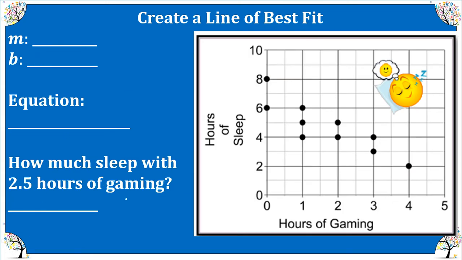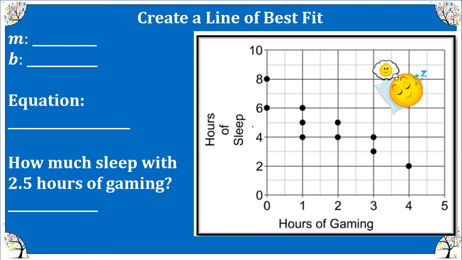Okay, let's take a look at another example. We can see here that we are looking at hours of gaming and hours of sleep. So we can see that the more hours that a person games in the evening, the less hours of sleep. So as gaming hours increases, hours of sleep decreases. So this is going to have another negative trend.